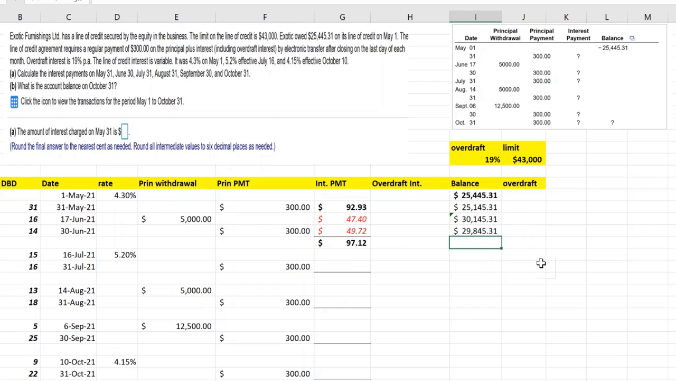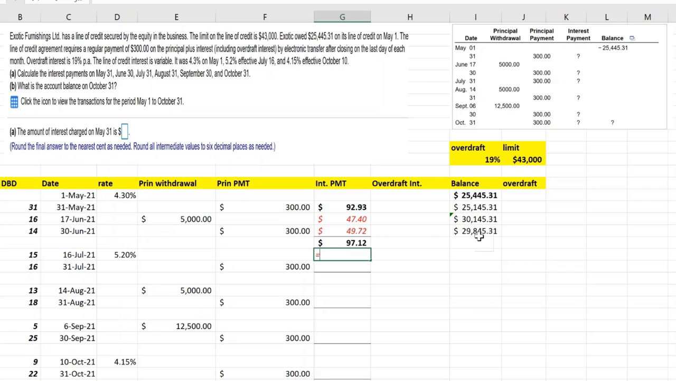Next, I go to July 16th. July 16th, 15 days later, the interest rate changes to 5.2%. That's the only reason we stop. The interest rate changed to 5.2% on that date. However, for those 15 days up to July 16th, the interest is still 4.3%, so we must calculate that.